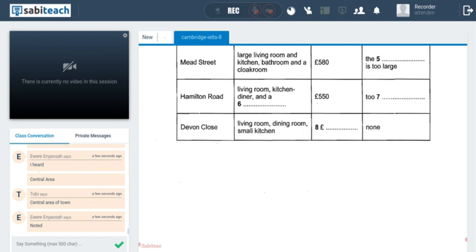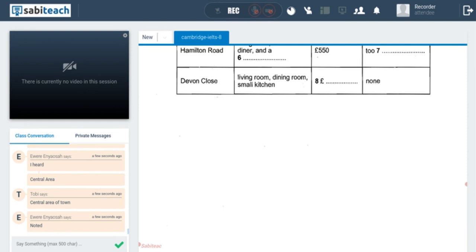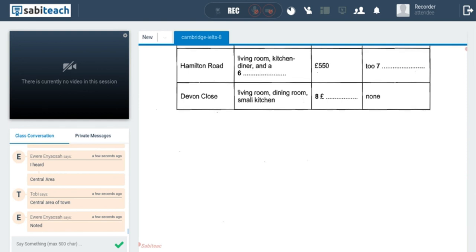Well, what about this house in Devon Close? That looks lovely. There's a big demand for houses in that area, so prices tend to be quite high. But this one hasn't been decorated for a few years, which has kept the rent down a bit. It's got a living room, dining room, and small kitchen, and it's $595 a month. I think it would suit you from what you've said. Sounds fine.